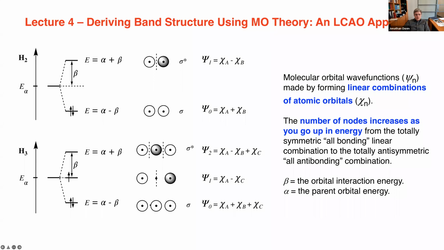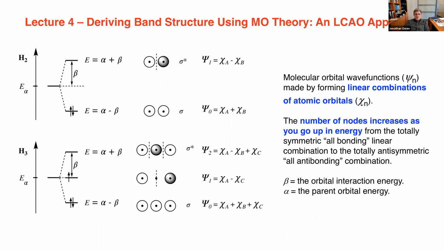So the first node goes through that central hydrogen atom. And then the next level, where you've got two nodes, those two nodes fit between those two orbitals. And it gives you a molecular orbital that changes sign as you go from one hydrogen to the next. That's a three-level system, again, with this interaction potential or orbital interaction energy called beta here.